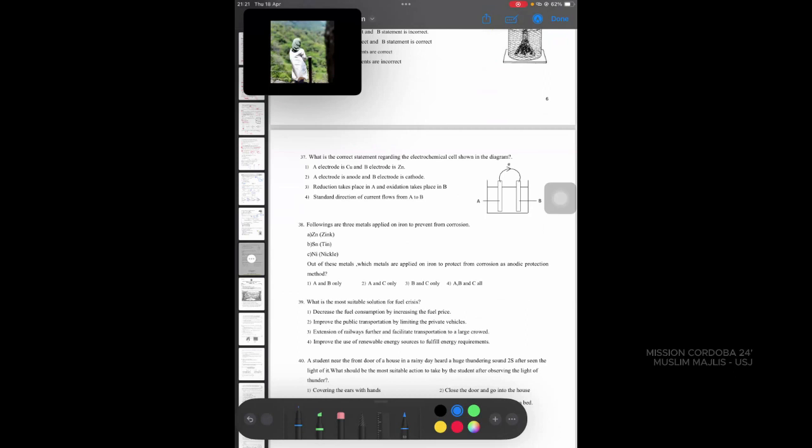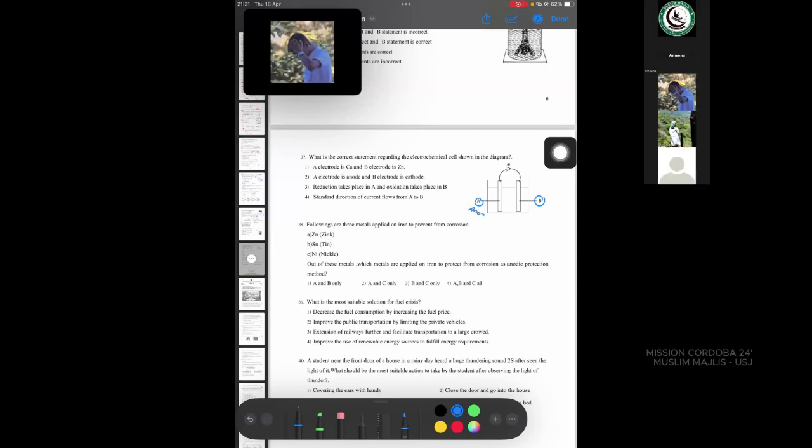I'm asking, in the activity series, who's on top, A or B? A. So A will be anode or cathode? Anode. B is cathode. So if A is anode, is it positive or negative in an electrochemical cell? Negative. Don't mix that up.